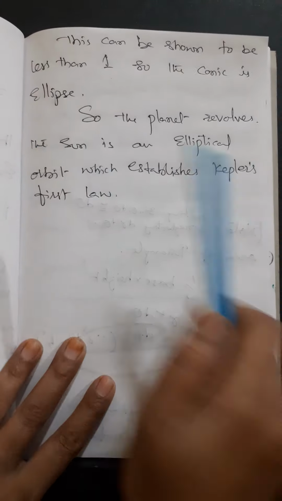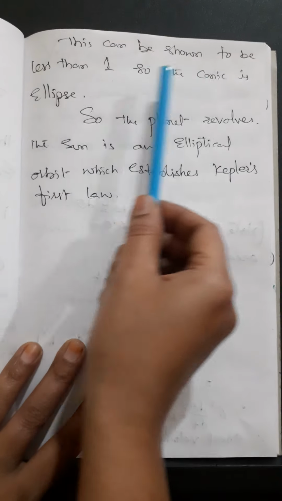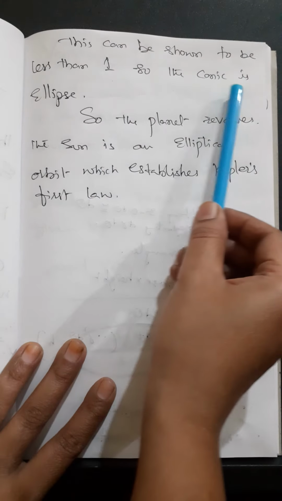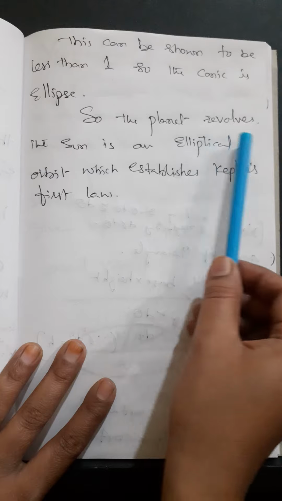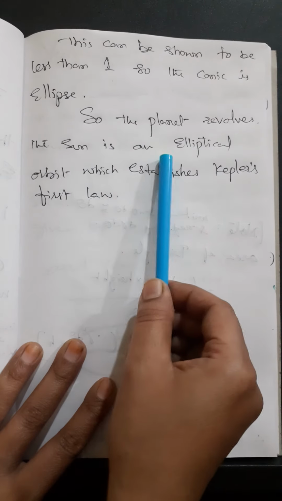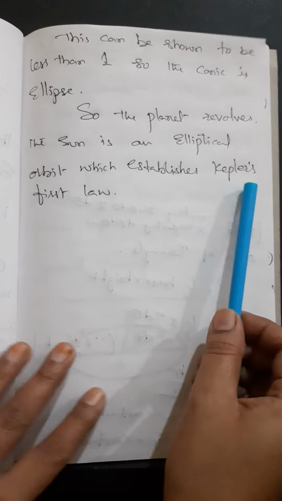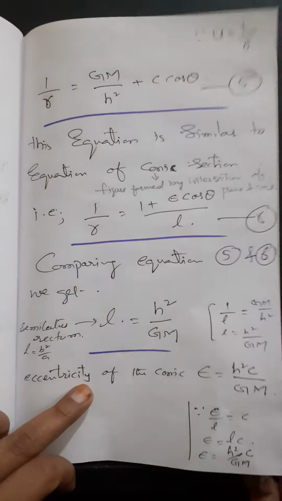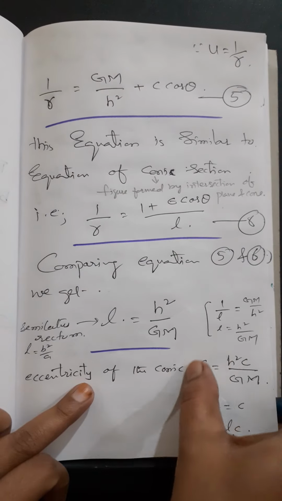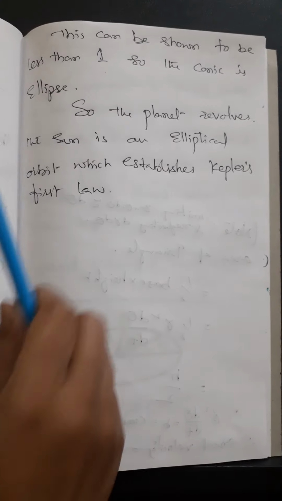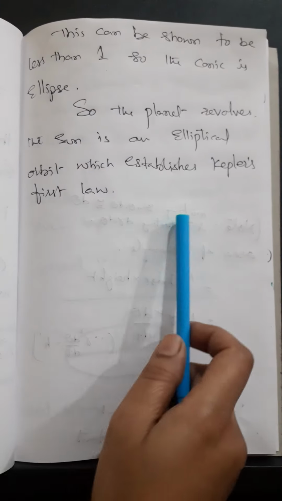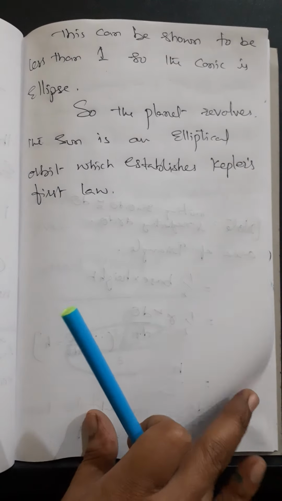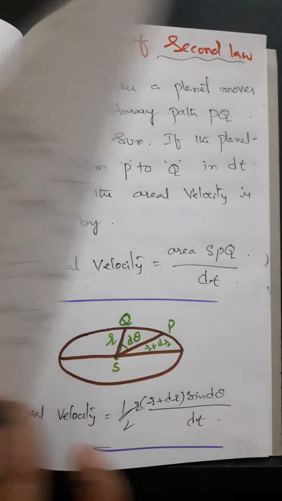Now this can be shown to be less than 1, so the conic is an ellipse. So the planet revolves around the sun in an elliptical orbit, which establishes Kepler's first law. By this equation we can show the eccentricity is less than 1. It means that the planet moves in an elliptical orbit. This is the verification of the first law.